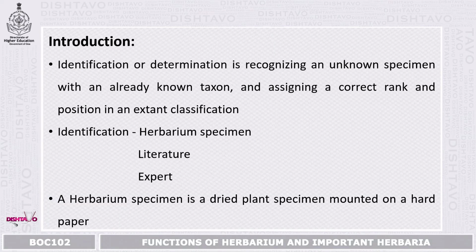The process of identification or determination is recognizing an unknown specimen with an already known taxon and assigning a correct rank and position in an extant classification. How do you identify a specimen? We can consult a herbarium, we can look out for literature, or we can ask an expert for the identification of an unknown specimen. A herbarium specimen is a dried plant specimen mounted on a paper.